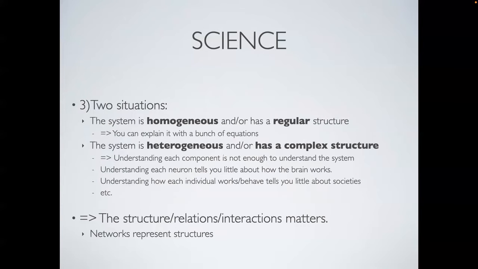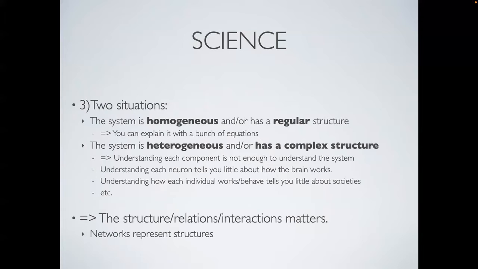There are basically two situations when you have a system with many elements. Either it's homogeneous and has a regular structure, so it's not really important what element is interacting with what other elements. In this case, if the system is homogeneous, then you can probably model it with equations. It works well because you don't have to care about how exactly it is organized.